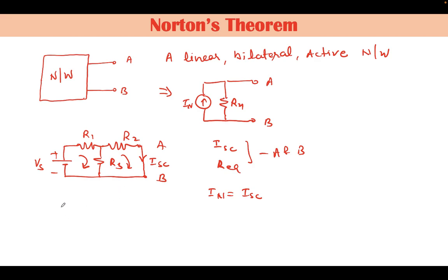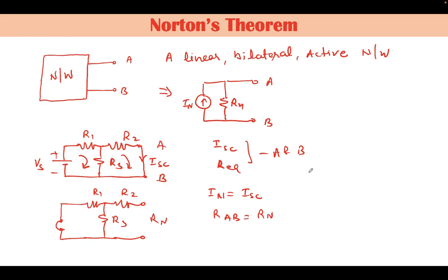Similarly, to find out the R equivalent across terminal A and B, all the sources are replaced with their internal resistance, and equivalent resistance across terminal A and B is calculated, and that resistance is nothing but Rn, that is Norton equivalent resistance, R1, R2, R3. And if it is a voltage source, then it will be a short circuit. We calculated RAB, which is equal to Rn.